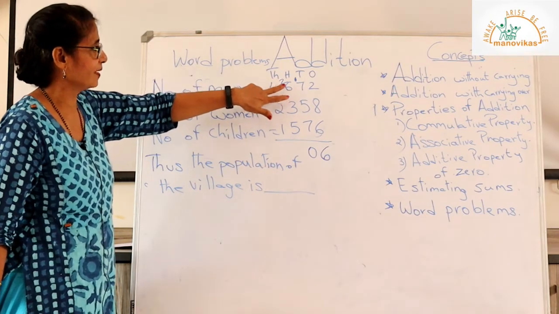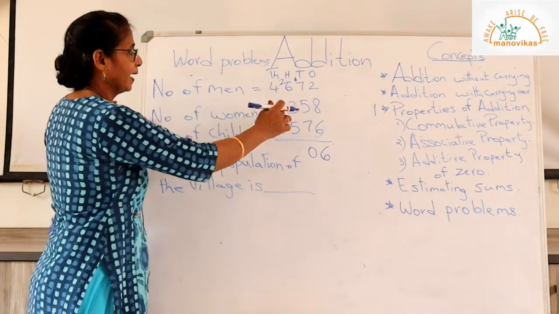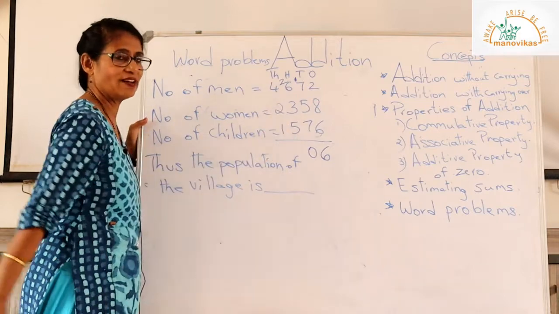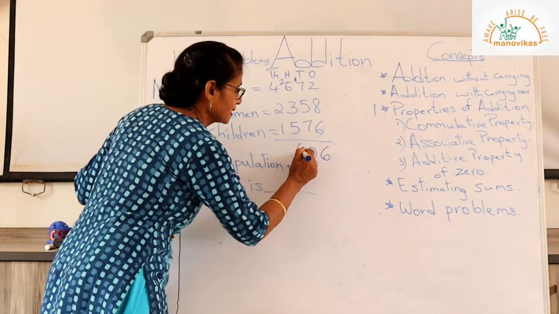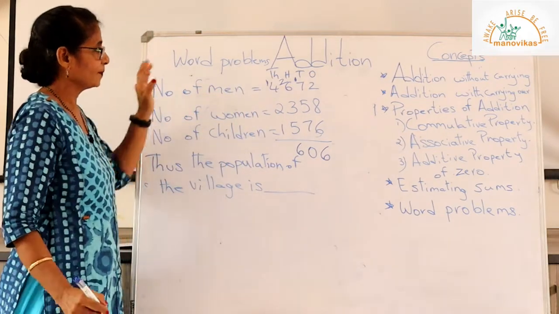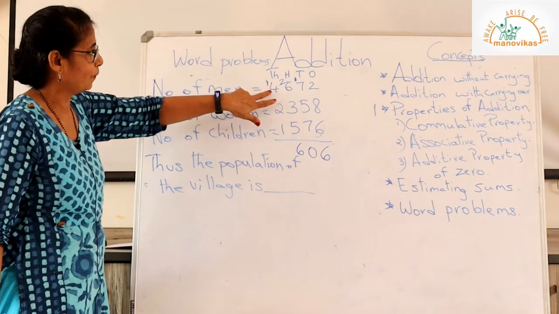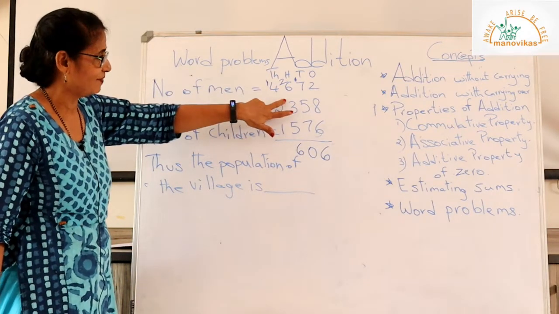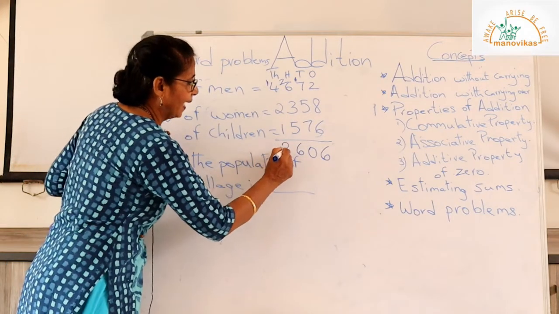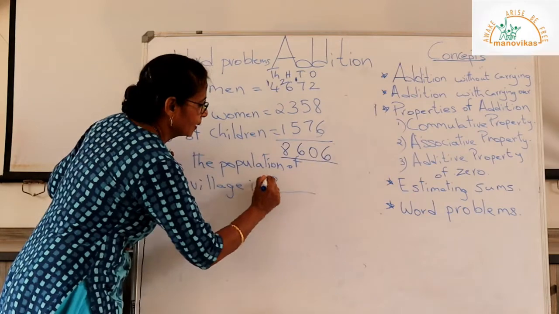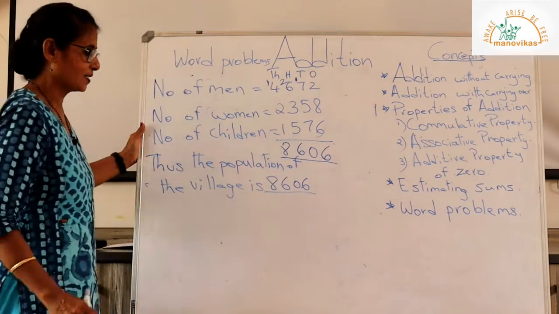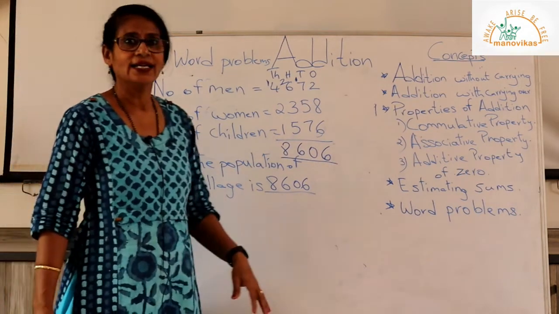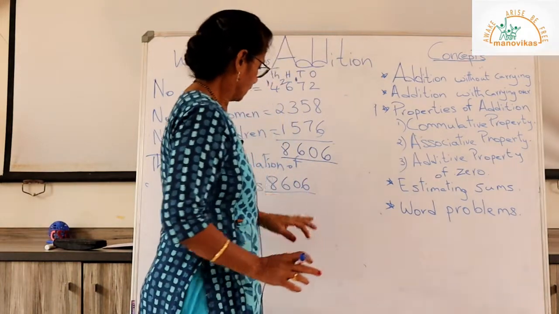We have 600 plus 200, that makes 800. 800 plus 300 makes 1100. 1100 plus 500 makes 1600. So we write 6 and carry 1. So now we have 1000. 4000 plus 1000 makes 5, 6, 7, 8. So we have 8,606 people. That is the population. The population of the village is 8,606.